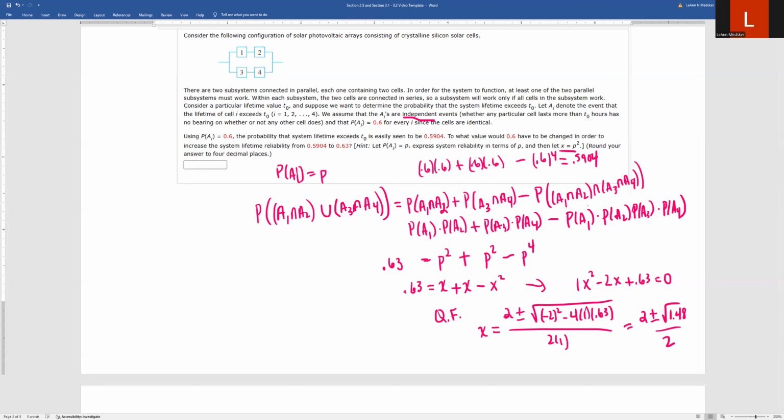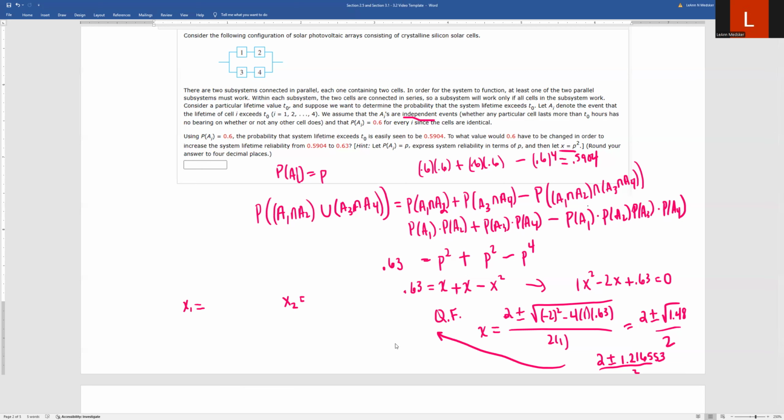And I'm going to write this out to 6 decimals since they want my final answer to 4, because that's not going to come out to a nice answer. So this is going to be 2 plus or minus, and I get 1.216553. That's the 6 decimal places, all over 2. Now we know that's going to give us 2 separate answers, an x1 and an x2. So I'm kind of going to break this up over here.